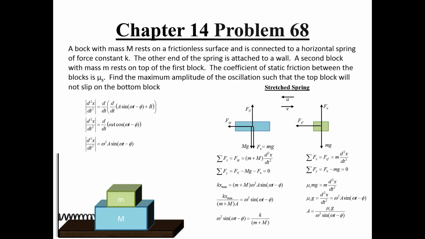If we solve this equation for omega squared sine of omega t minus phi, we can substitute its expression into our equation we derived for the maximum amplitude we can achieve. Doing this shows that the maximum amplitude our system can reach without the top block slipping is equal to the coefficient of static friction multiplied by the weight of the total system, all divided by the spring constant of the spring.